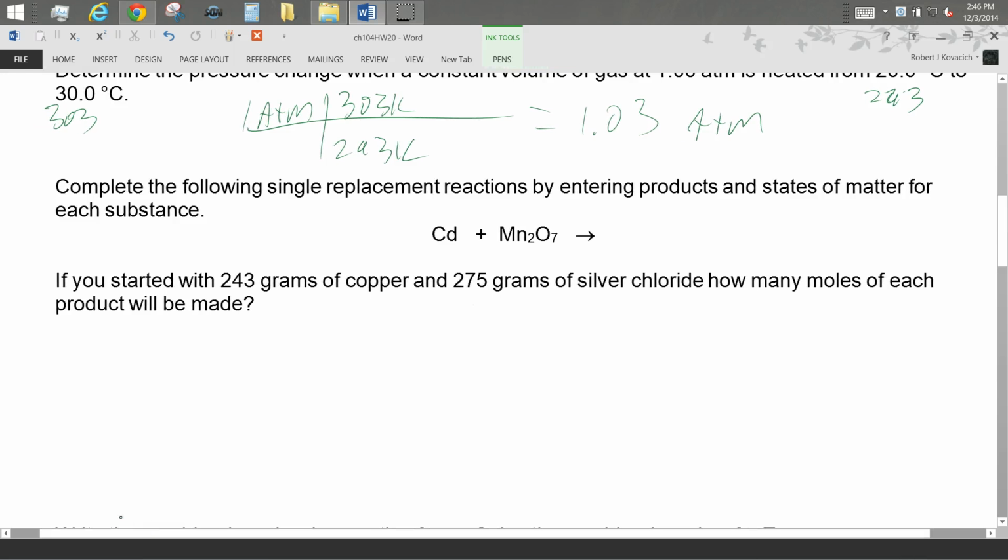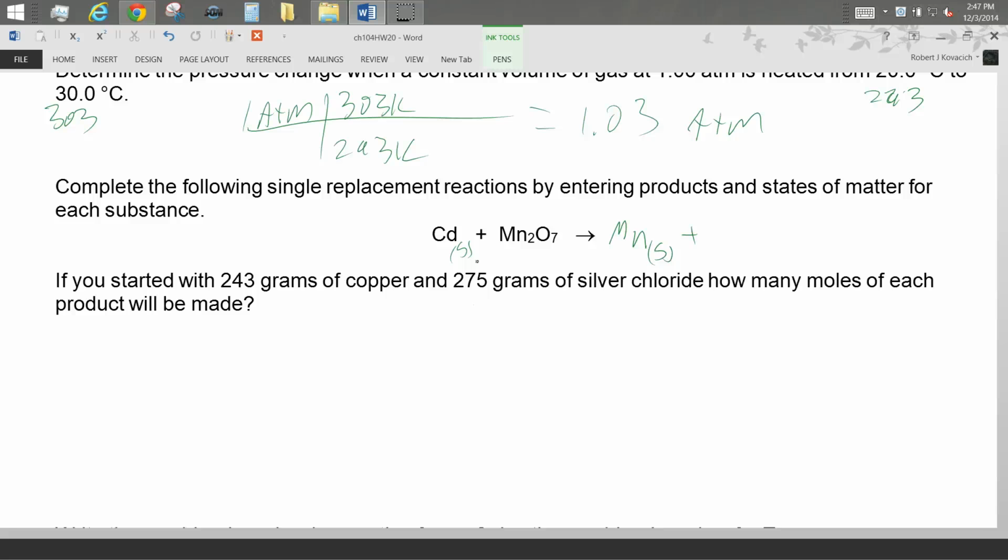Complete the following single replacement reaction by entering the product states of matter and substances. Okay, so it's a single replacement reaction. What do I get on the other side? That's an absolute given, right? Manganese solid, that gets popped out. And since this is cadmium on this side, I can go ahead and write that as a solid. What else we got?